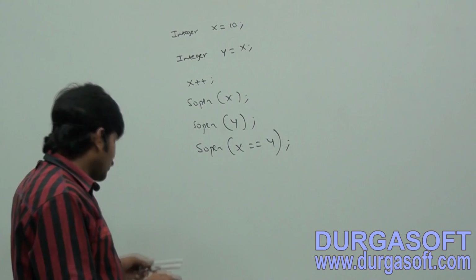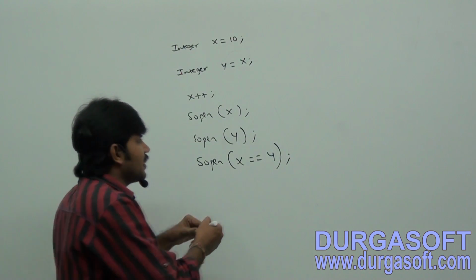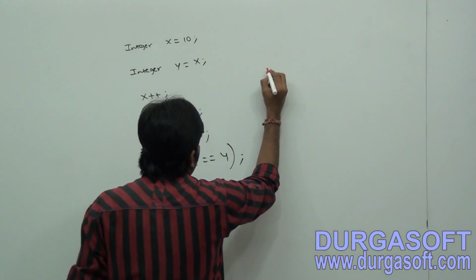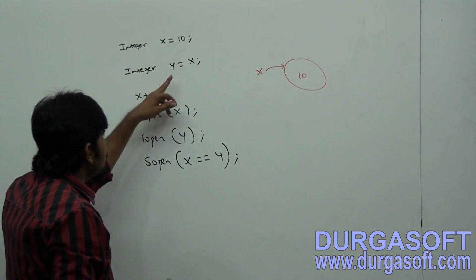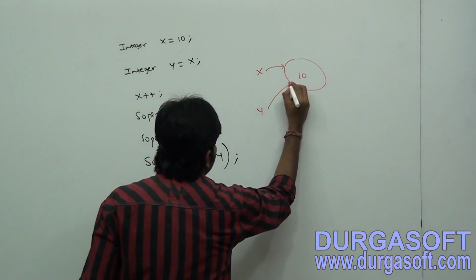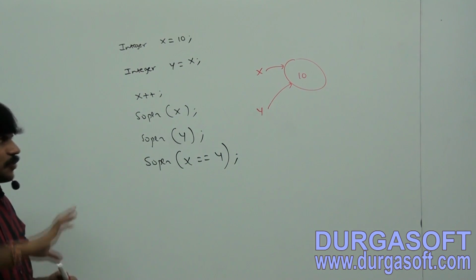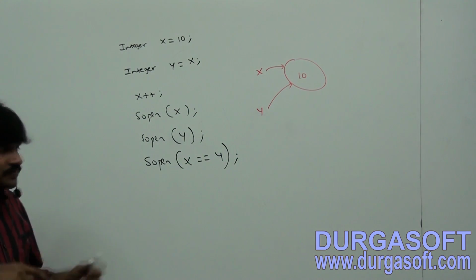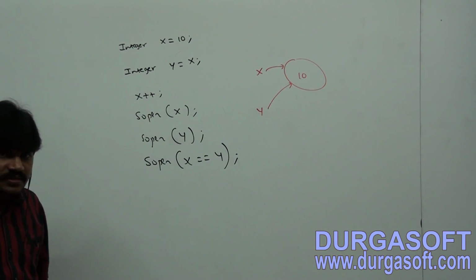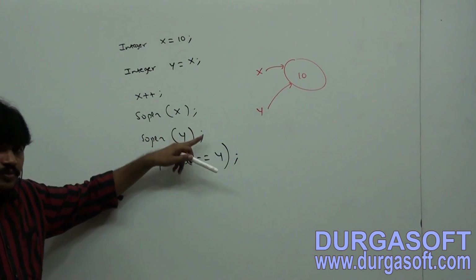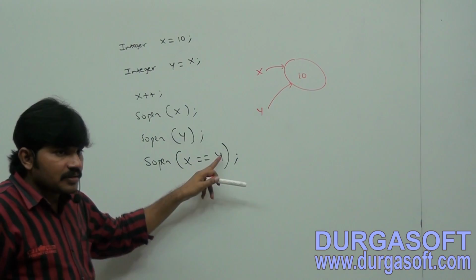Just observe. So at least up to a certain level you can be aware of this point. Integer x is equal to 10. x is pointing to 10. Integer y is equal to x. At least now you can tell the correct answer. x plus plus, x value will become 11. SOP of x, what is the answer? 11. SOP of y, 11. And x double equal to y is nothing but true.